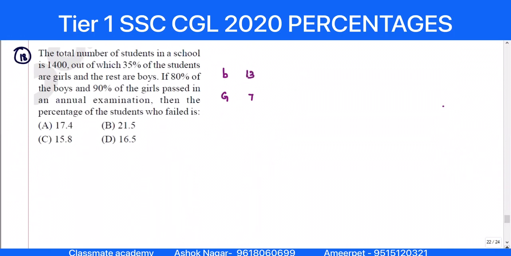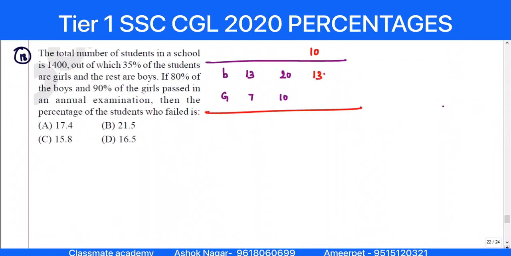80% of the boys and 90% of the girls pass the annual examination. Then the percentage of the students who failed. How much percent of the boys failed? 20. 20% of boys failed, girls 10. You take the assumption as 10. If I take the assumption as 10, how much more it is? Outside it is 130. This one is 0. My assumption is 10. I'm getting 130 extra divided by 20. 0, 0 cancel. 13 by 2 is 6.5. So overall failed candidate percentage is 16.5.